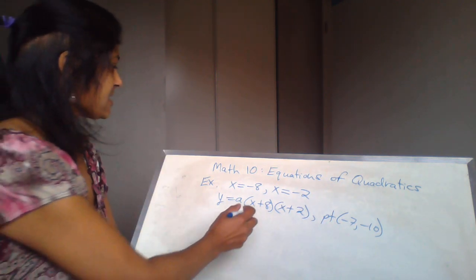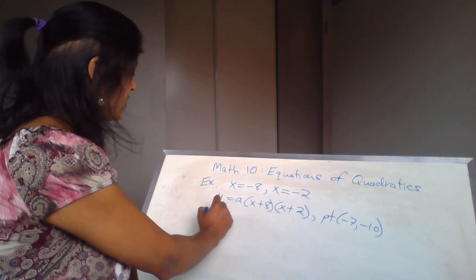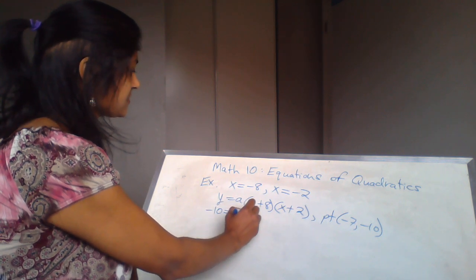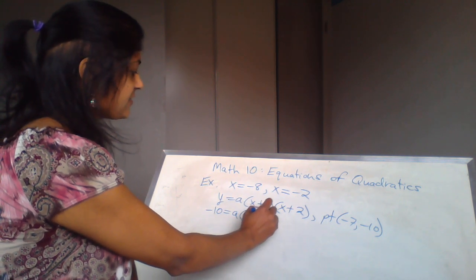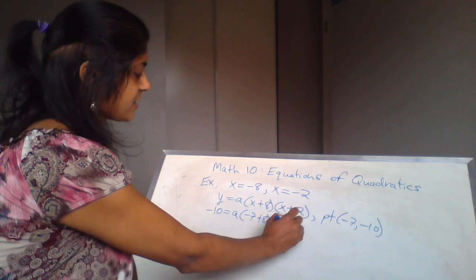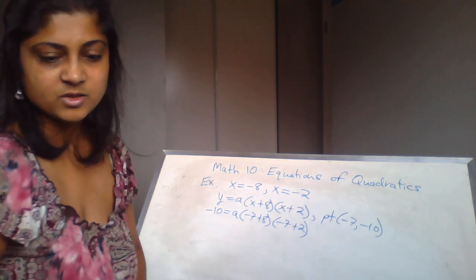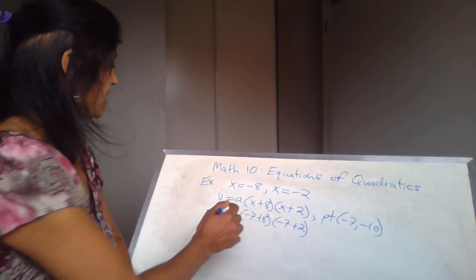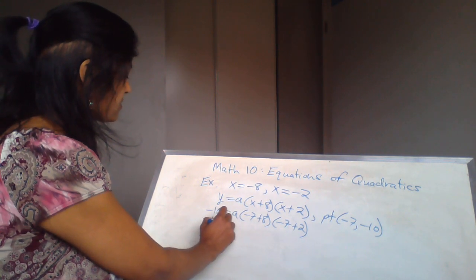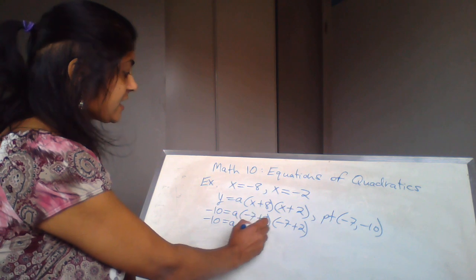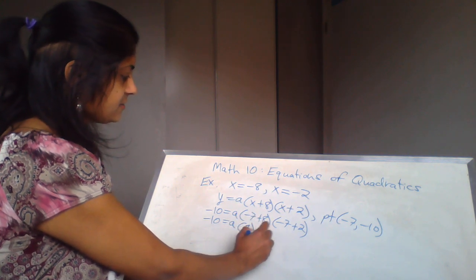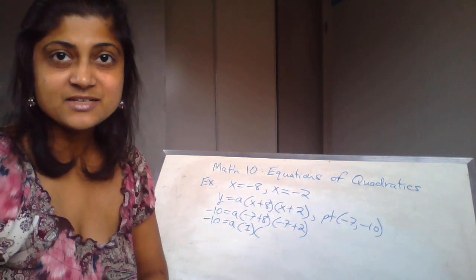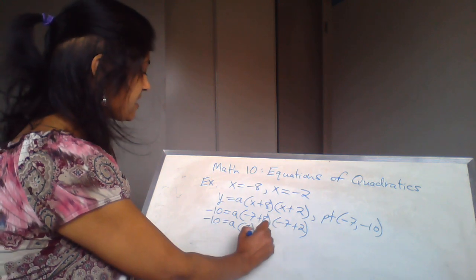All right, so let's plug in our values. So y is negative 10 and x is negative 7. Wherever I see x, I'm putting negative 7 here. So it's negative 7 and negative 10. I'm going to solve inside the brackets first. So negative 7 plus 8 is positive 1, and then negative 7 plus 2, which is negative 5.